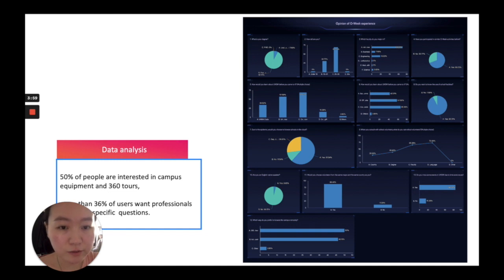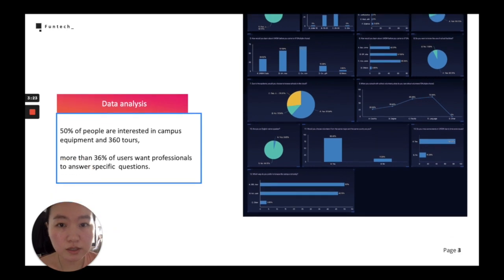I found that 50% of people are interested in campus environment and 360 tools, and more than 36% of users want professionals to answer specific questions. So, therefore, my design direction is also measured by data. I will use a UNSW mobile application as a carrier to design the relevant functions of the orientation week.